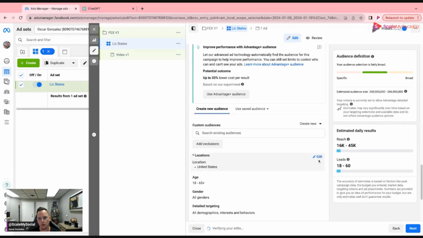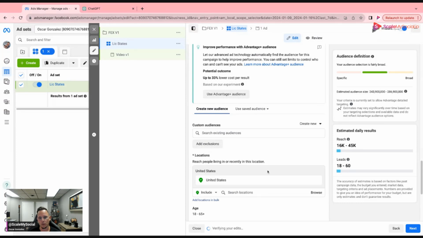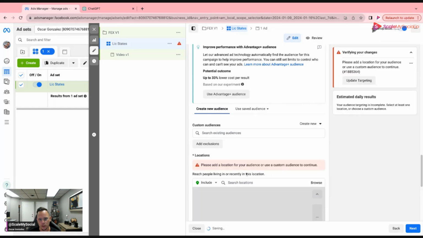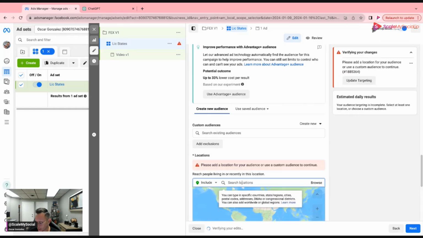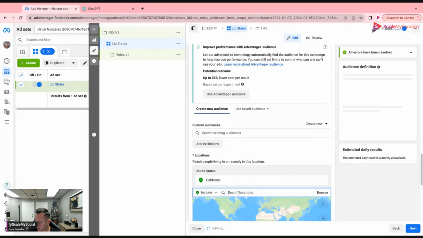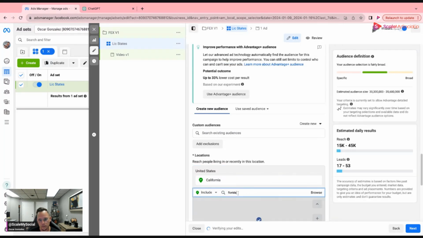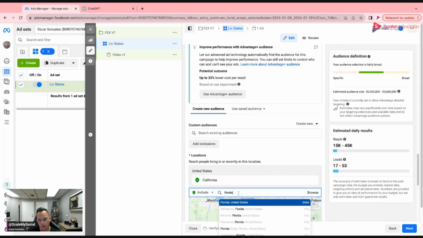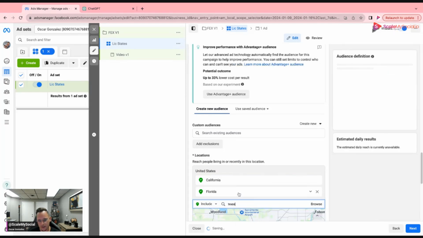Now, we go to locations. Whatever states you're licensed in, you're going to want to just enter them here. So we just go ahead and do that. Let's say you're licensed in California. So I'm just going to list this here. And let's say I'm also licensed in Florida. And let's say I'm also licensed in Texas.